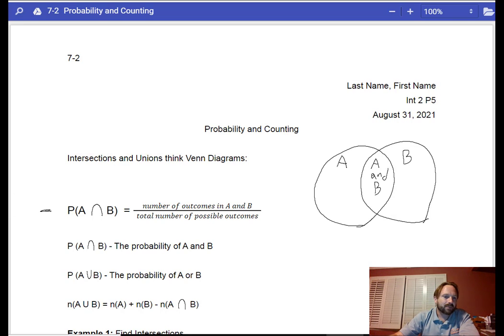So here's this information. How do we find just the information? So if we want A or B, basically take the number of outcomes for A and the number of outcomes of B, and you're going to subtract this middle part right here. Why? We'll get to that later. Let's go on.